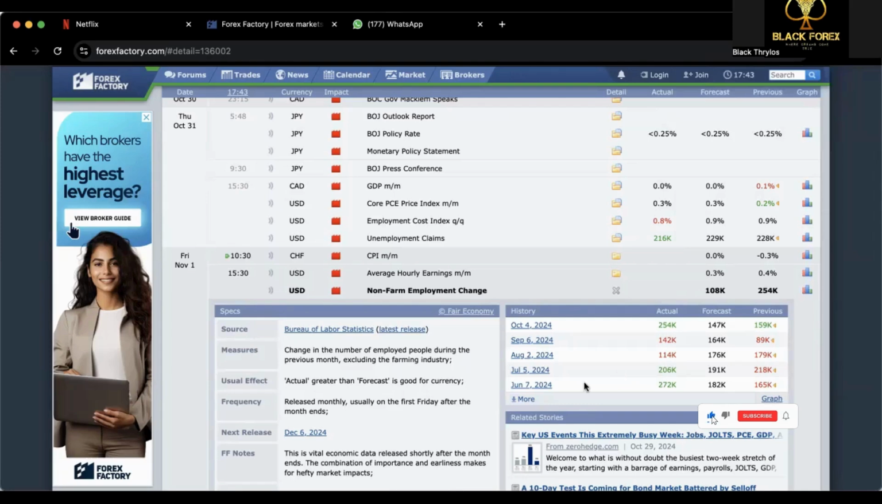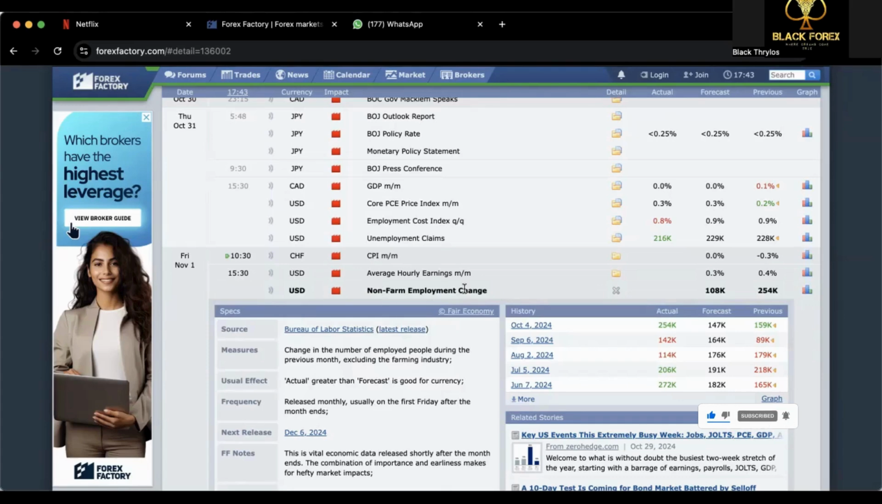So for instance, here, tomorrow we are going to have the non-farm employment change, which shows a change in the number of employed people during the previous month, excluding the farming industry. That's why it's called non-farm payroll, right? So there are a couple of ways you can actually determine how this non-farm payroll is going to play out, if it's going to be positive or negative for the dollar. Now, if the non-farm employment change is greater than expected, it's always bullish for the dollar because more people are actually employed. So that's positive for the currency, right? Because more people have been employed.